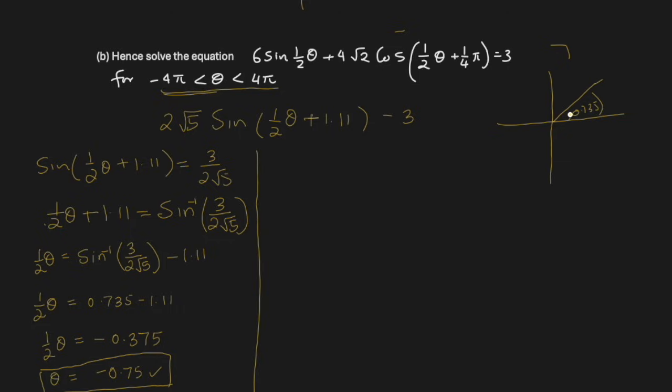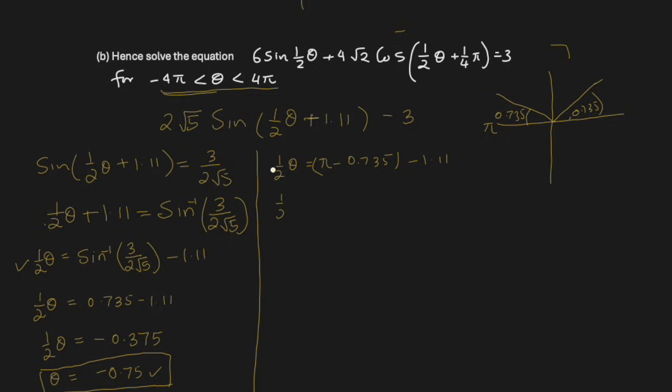So I will do what? I will move on to the second quadrant because here also sine is positive, right? So 0.735. This is what I will use now. So I'll use the same equation, which was this one. Half theta equal to sine inverse 3 over 2 square root 5 will be this one. We know this is pi. So in place of 0.735, I will write now pi minus 0.735. That's the angle we got in place of this sine inverse, and then minus 1.11.